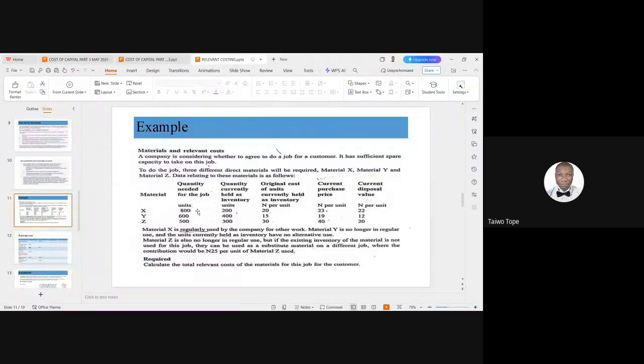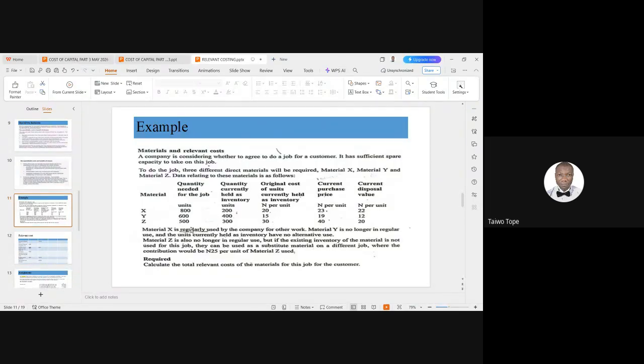Is 800 units. Quantity currently held as inventory, 200. Original cost of units, that is the historical cost, is 20 naira. The current purchase price, if I want to buy it in the market now, is 23. Current disposal value, that is the net realizable value, if I want to dispose it based on scrap value, it will be 22 naira per unit. That is for X. For Y, same, and for Z, same, in that order.